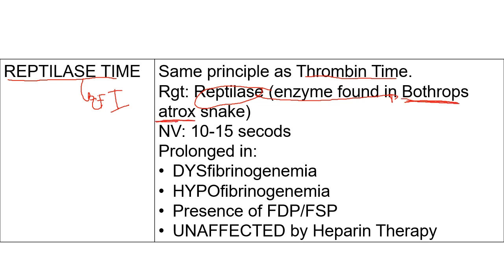Okay, so madami na tayong snake. Ang Russell Viper venom sa Stiff Ventime. Ang Reptilase naman sa Bothrops atrox. Dito naman, affected ang reptilase time in the following situation. Dysfibrinogenemia. Anong ibig sabihin ng dysfibrinogenemia? Ito yung may excess or abnormal fibrinogens. Hypo naman kapag decrease, the presence of your fibrin degradation products, and the difference is unaffected ito ng heparin therapy. Okay, so hindi siya pwedeng gamitin to monitor heparin therapy.